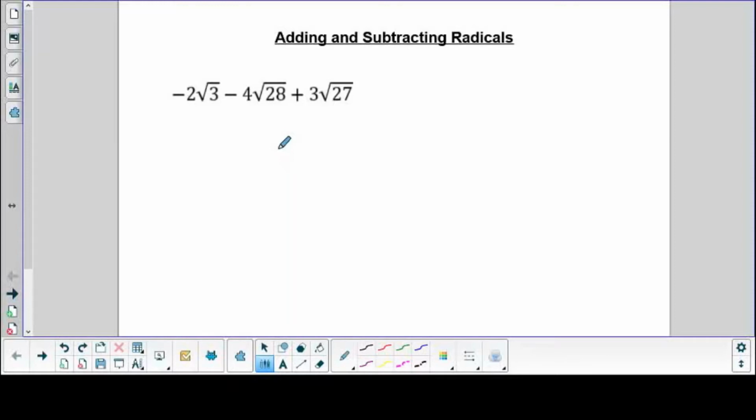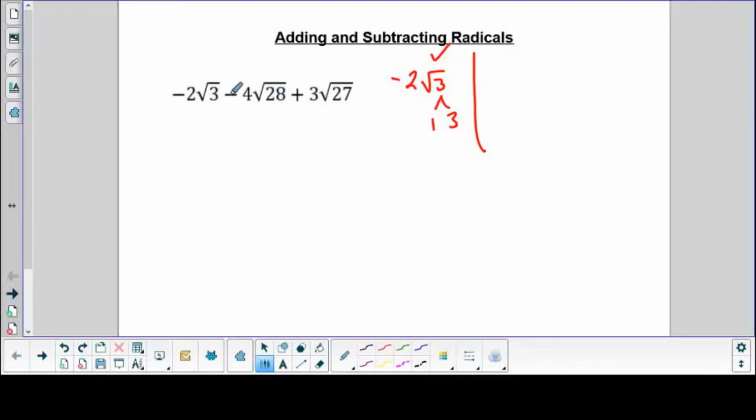So let's go ahead and give this example a shot. It says negative 2 square root of 3 minus 4 square root of 28 plus 3 square root of 27. So we're just going to handle each of these radicals separately. So negative 2 square root of 3. Well, the 3 is a prime number. The only factors of 3 are 1 and 3. So we can't reduce that one. So this one's done.